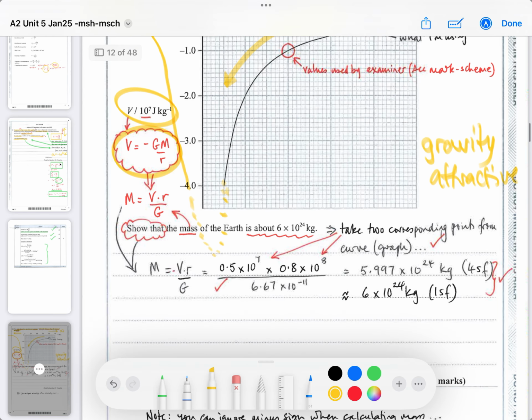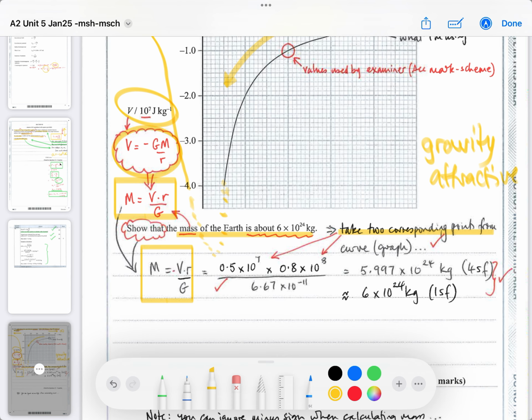And they're going to ask you to show that. Yeah, so show that means prove mathematically that the mass of the Earth is about 6 times 10 to the 24 kilograms. So we don't use this value. We've got to show that when you put the equation round this way, you can do it by putting the numbers in, using the values, taking two corresponding points from the graph.